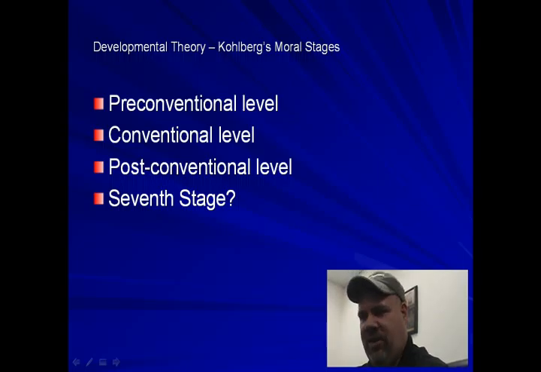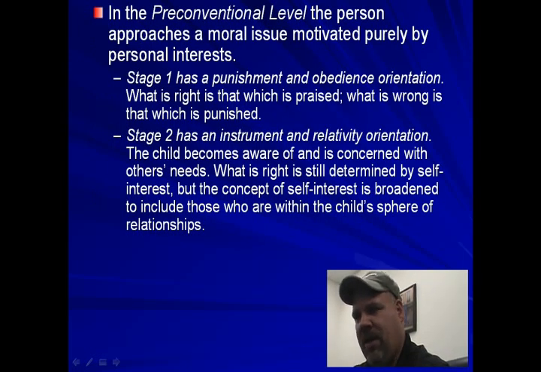Kohlberg's moral stages: pre-conventional level, conventional level, post-conventional level, and a possible seventh stage, which I will explain shortly. In the pre-conventional level, the person approaches a moral issue motivated purely by personal interests. There are two stages in the pre-conventional level.